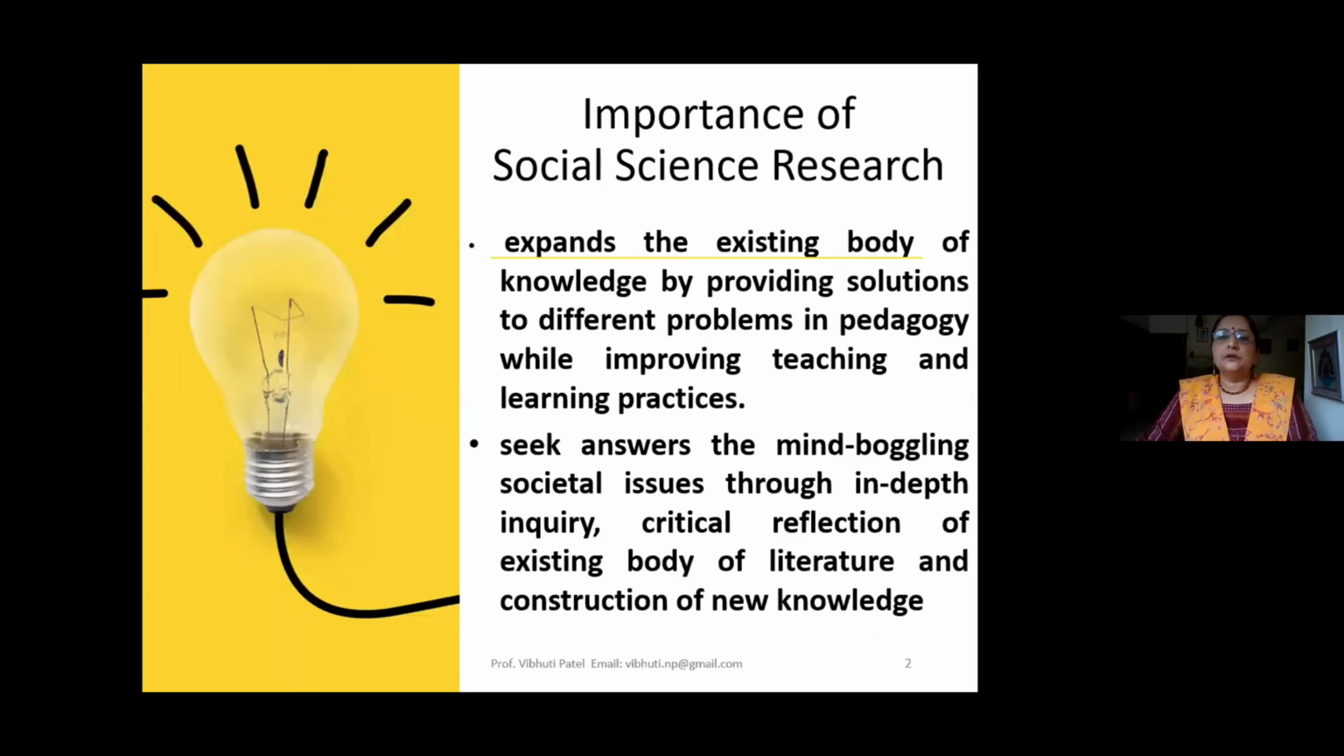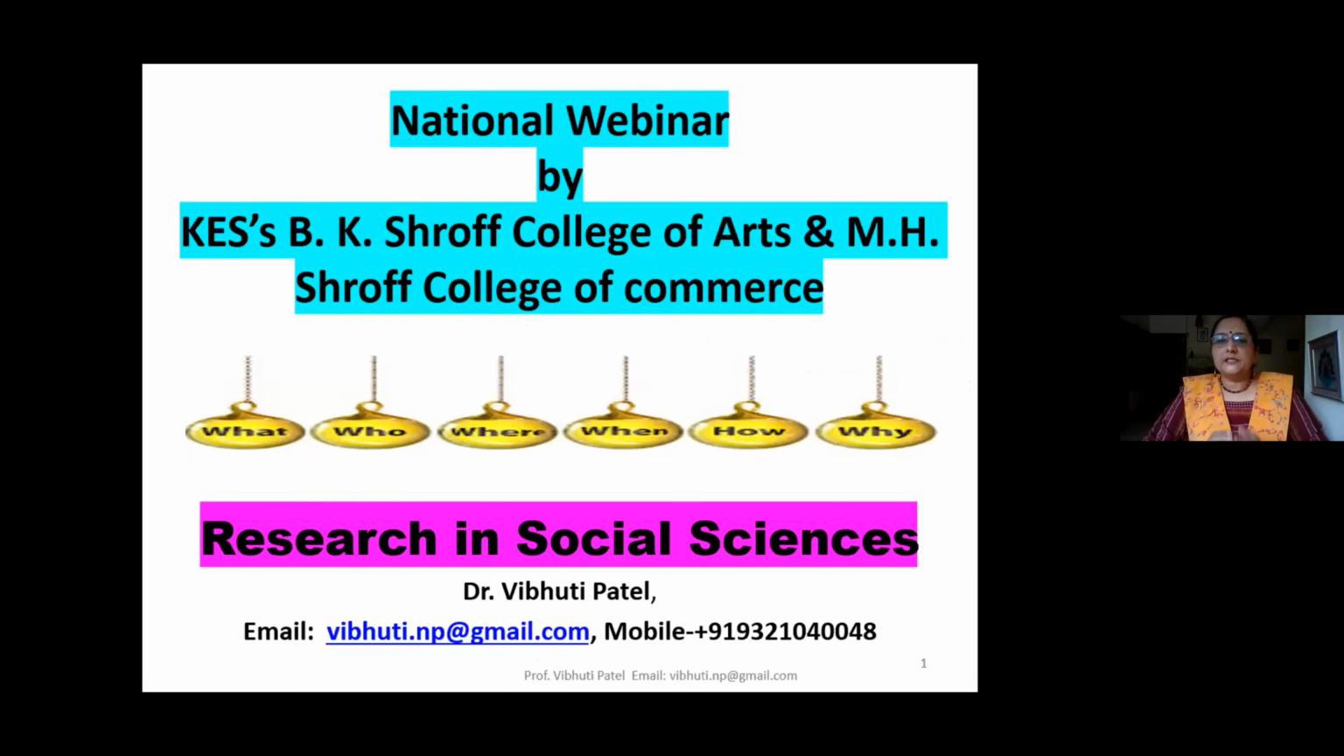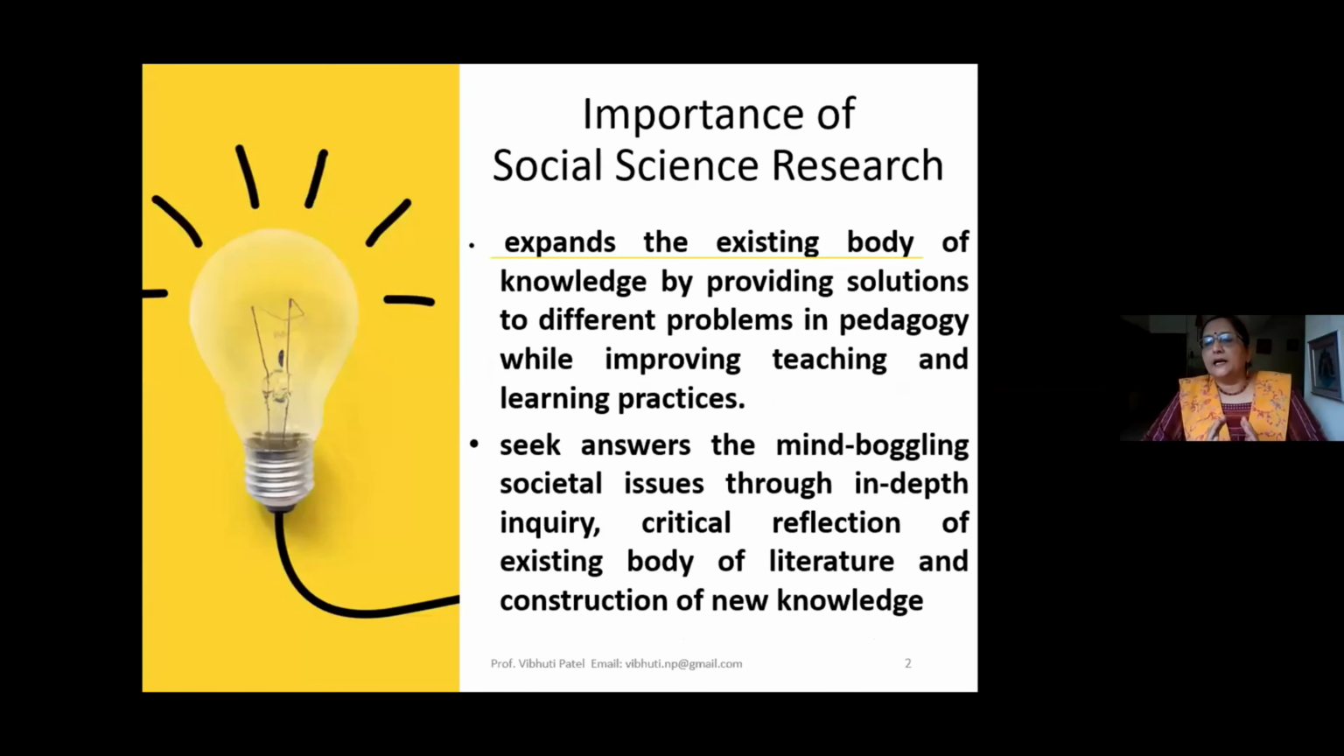Okay. So today's topic is research in social sciences. We are going to discuss two aspects. One is the theoretical aspects and the other is how to organize our research endeavor. First, social science researches are extremely important, mainly because they deal with human beings, and they expand the existing body of knowledge by providing solutions to different problems.